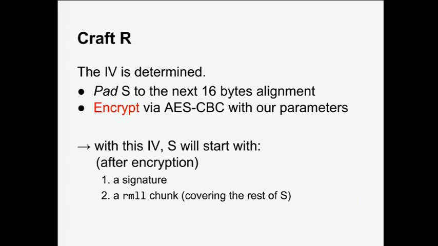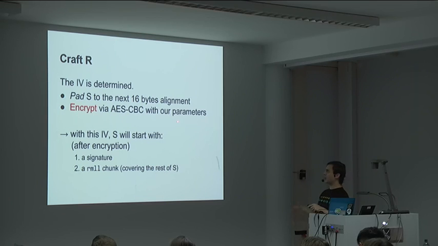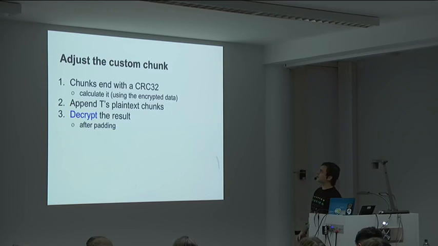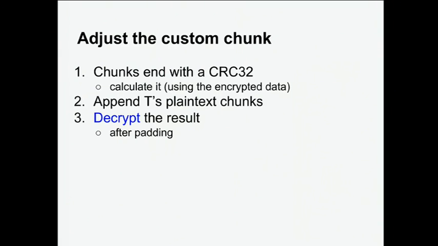So we just pad the source file. We encrypt this with our parameters. And at the end, with this initialization vector, S will start with a signature and the RML chunk covering the rest. Now we add the custom chunk. The chunk ends with the CRC32. We just need to calculate it with the encrypted data. And then we append the original chunks of the target file. And we decrypt the result after padding. So now we have the file that will work in both cases, blindly.